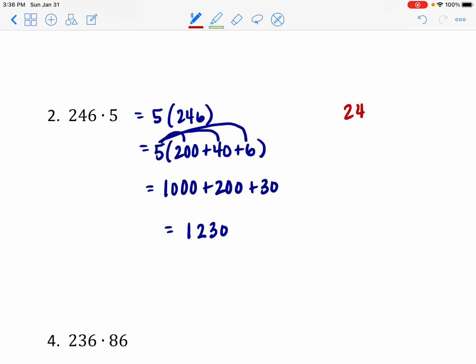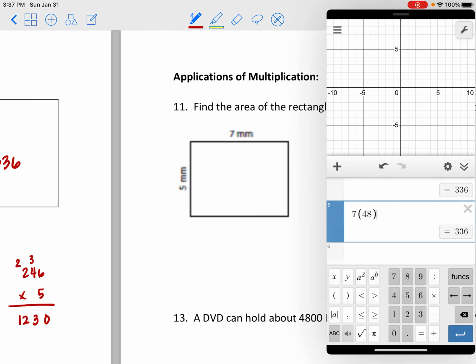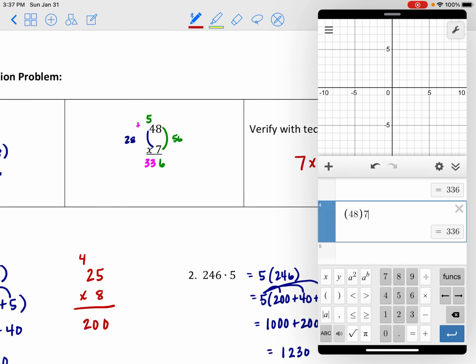Okay, traditional. Let's go 246 multiplied by 5. 5 times 6 is 30, so we'll carry the 3. 5 times 4 is 20, plus 3 is 23. So we'll carry the 2, and then 5 times 2 is 10, plus 2 makes 12, and there's your same result. And again, you can use your calculator to confirm.